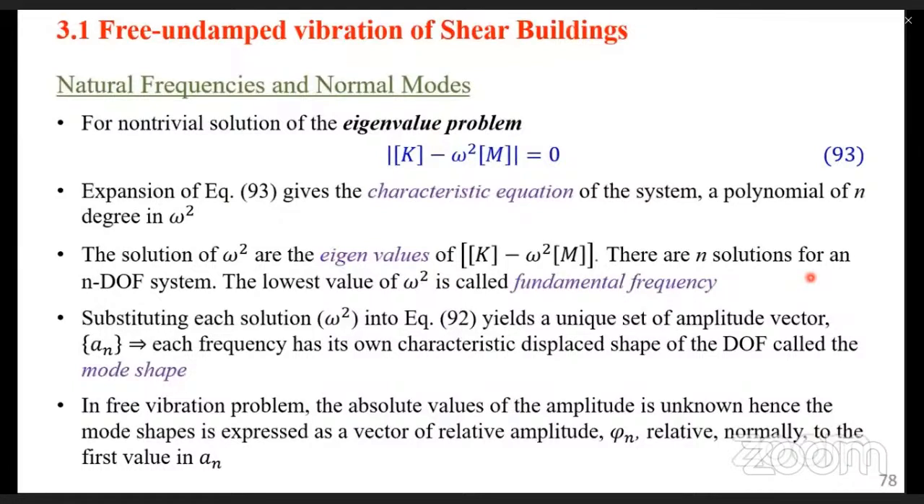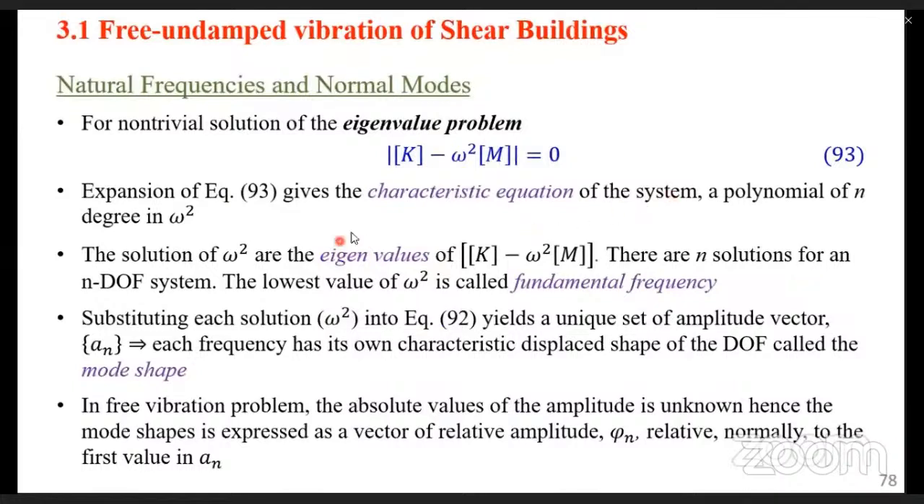The small omega, we say that this is the angular frequency of the structural system, the dynamic system. But the capital omega was the frequency of the forcing function, if the forcing function is sinusoidal in nature. Now the solutions of these omegas are the eigenvalues, the ones I was talking about. Depending on the number of degrees of freedom, we'll have a number of solutions, and the lowest value of the omega squared is called the fundamental frequency.